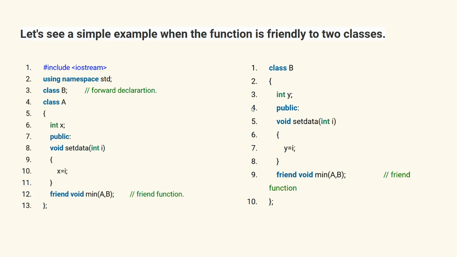After that we are declaring another class B. In that we are giving int y, and under the public access specifier you are writing a function void setData of int i. In that you are writing the logic y equal to i. After that you are again declaring the friend void min of a comma b. This is the friend function. The same friend function you are using in both the classes, class A and class B.